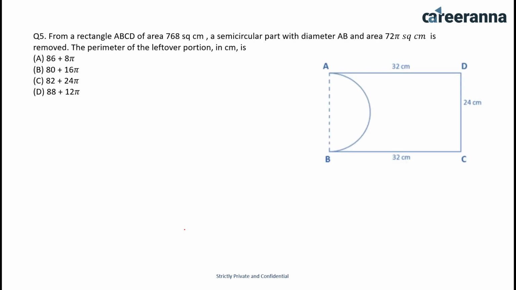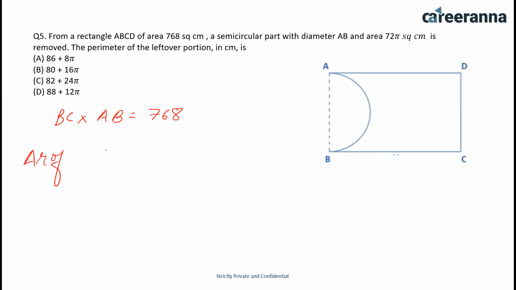The question is saying from a rectangle ABCD of area 768 square centimeter, a semicircular part with diameter AB and area 72 pi square centimeter is removed. The perimeter of the leftover portion in centimeter is. So in this question, a rectangle is given to us as ABCD. So BC into AB is given to us as 768. Now a semicircular part with diameter AB and area 72 pi square centimeter is removed.